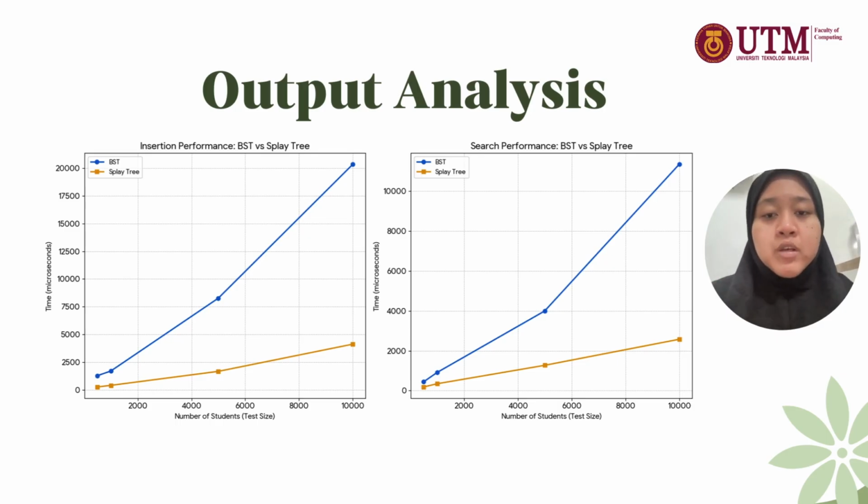On graph 2, at the right side, we see a similar trend as graph 1. This confirms our self-optimizing theory, because we are searching for records that were just inserted or frequently accessed. So the splay tree keeps them near the root, making search time incredibly fast, which goes back to the amortized O(log n).